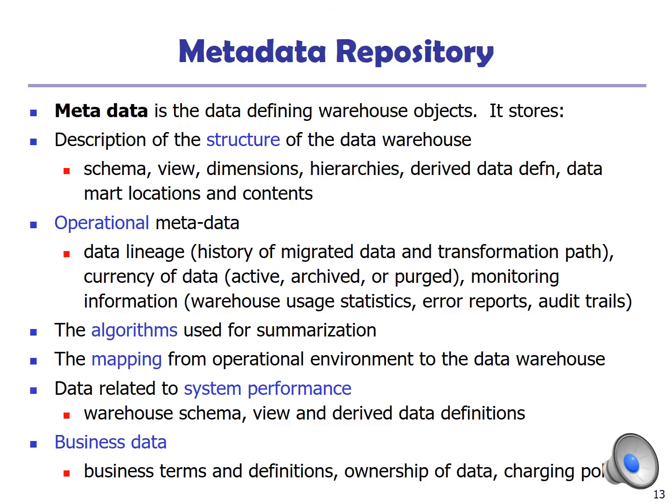Now, what else does it store? The algorithms used for summarization or for the integration process, all right? The mapping from operational environment to the data warehouse environment. Okay, when you basically throw away some of the attributes, or you join together some of the attributes to form a single attribute, so you have to have a mapping from your operational database to your data warehouse. Now, it also stores the data related to system performance, okay? The warehouse schema, view, and derived data definitions.